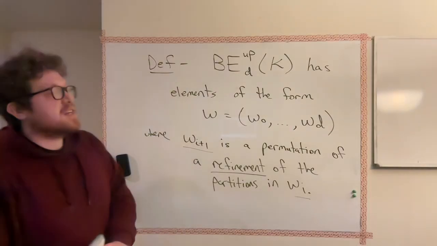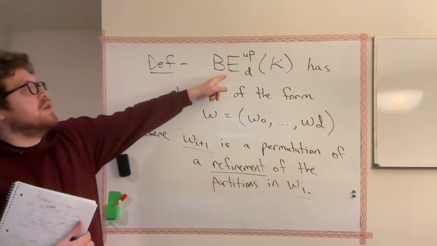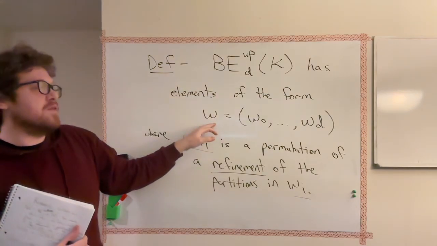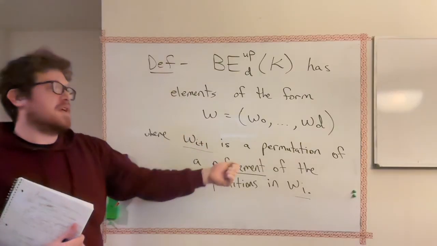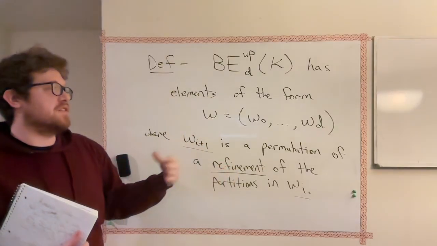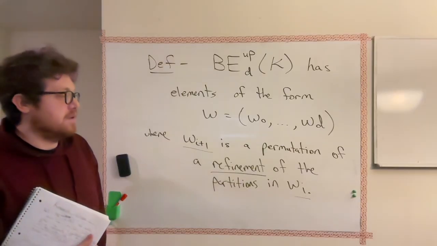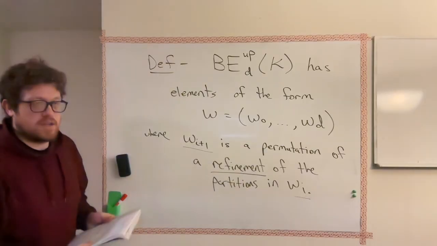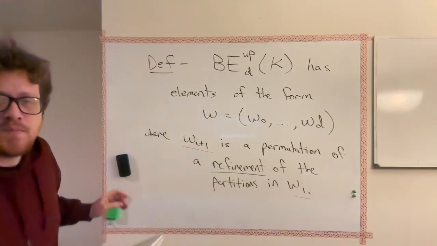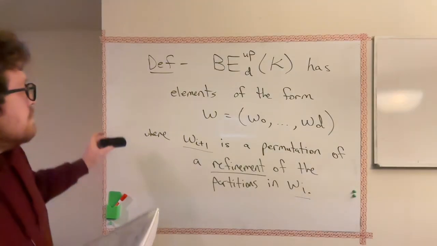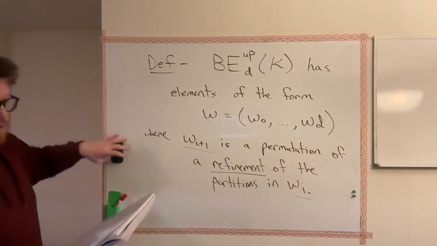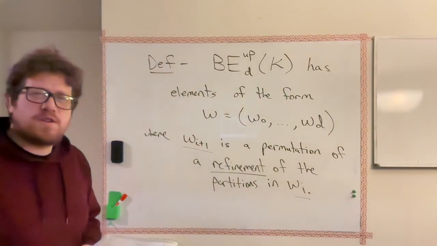Okay, and then I'm going to define, if I have an element like this W, how it can create an action in this Cartesian product, in the chains on the Cartesian product. Okay, let me just slow down a little bit. Are there any questions?